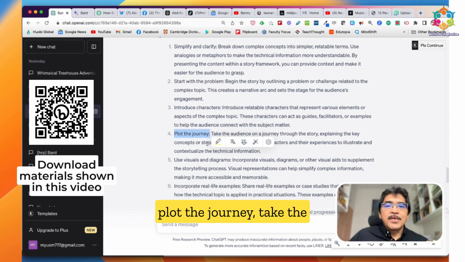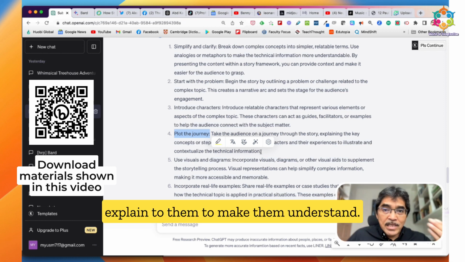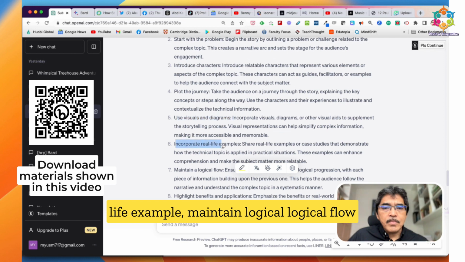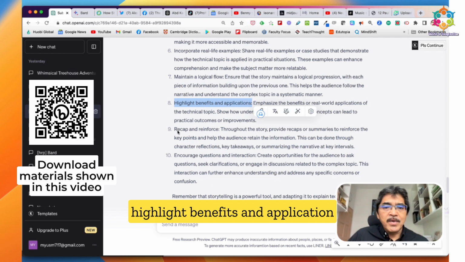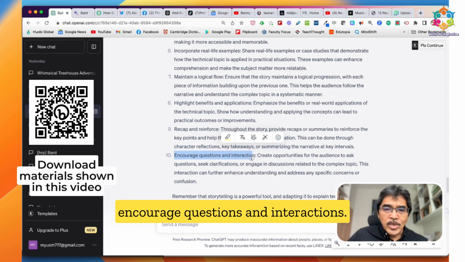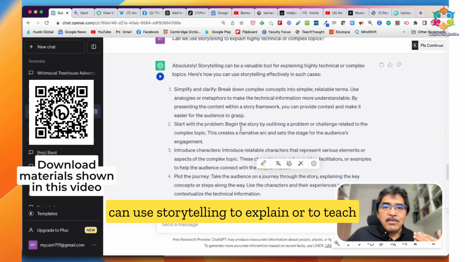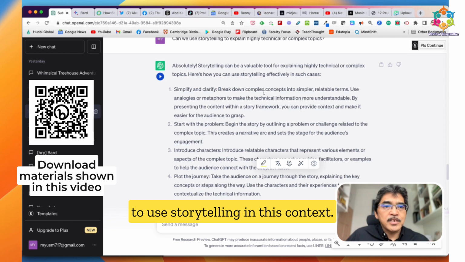Plot the journey. Take the audience on a journey through the story, and along the way they will discover and uncover, and they will understand some of the concepts that we try to explain to them. Use visuals and diagrams. Incorporate real-life examples. Maintain a logical flow. Highlight benefits and applications. Recap and reinforce. And encourage questions and interaction. So these are 10 different ways we can use storytelling to explain or to teach a technical concept or topic. So it is possible to use storytelling in this context.